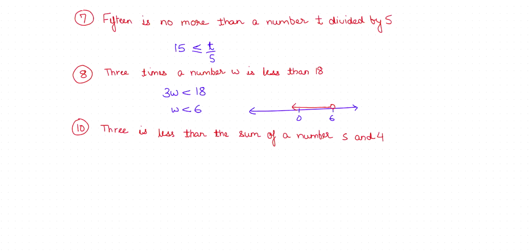The 10th question is 3 is less than the sum of a number s plus 4. So 3 is less than s plus 4. This is the inequality. If we want to graph it, it will be s is greater than -1 because 4 will come here as -4.